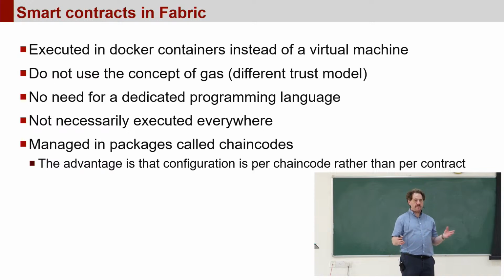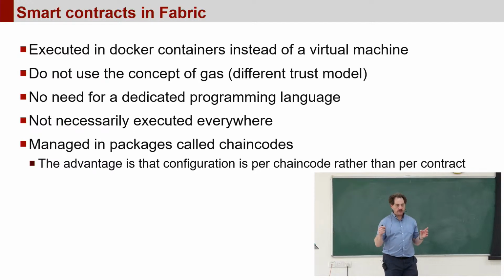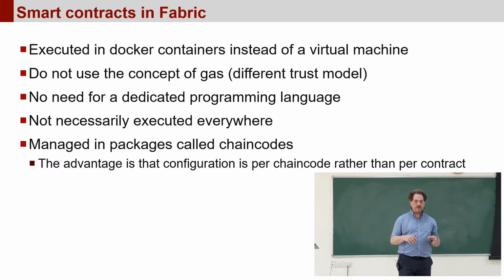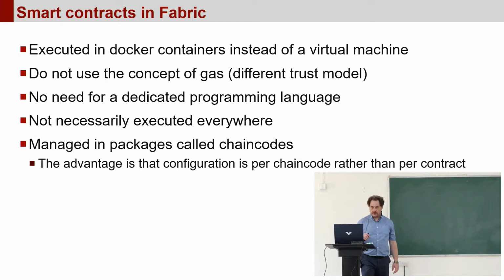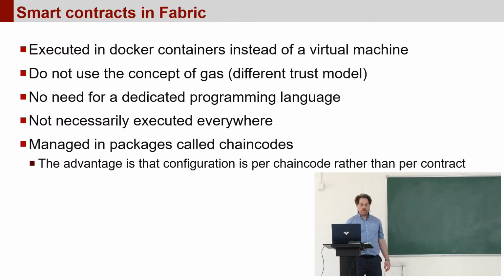has been researched for many years. It's much more difficult in an open environment compared to a consortium environment. So effectively, Fabric does not resolve this question. It allows each smart contract to run in a Docker container. And that's the default mode of execution in Fabric. So the virtualization is different.